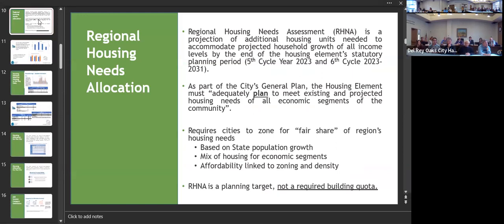Overall, each jurisdiction is required to do their fair share of regional housing needs. It's based on state population growth, mix of economic segment, affordability, mix of zoning and density. It's a planning target, important, not a building quota.